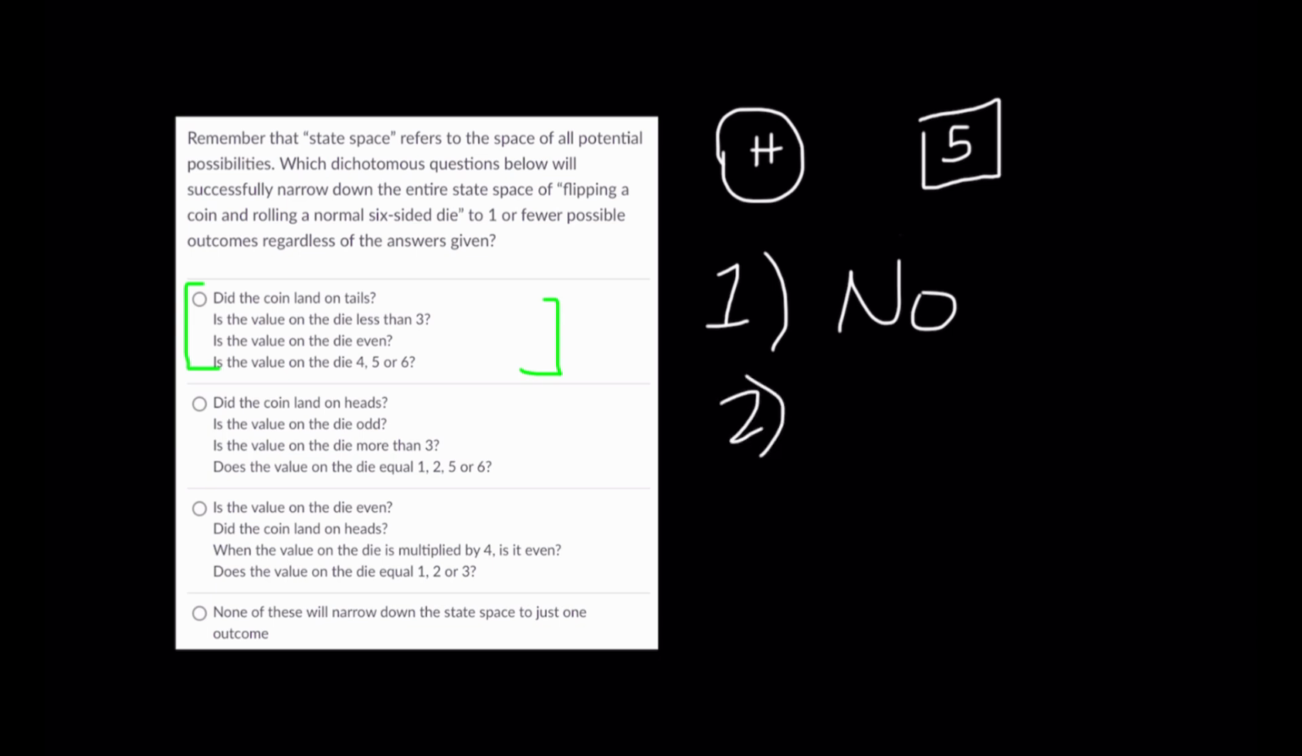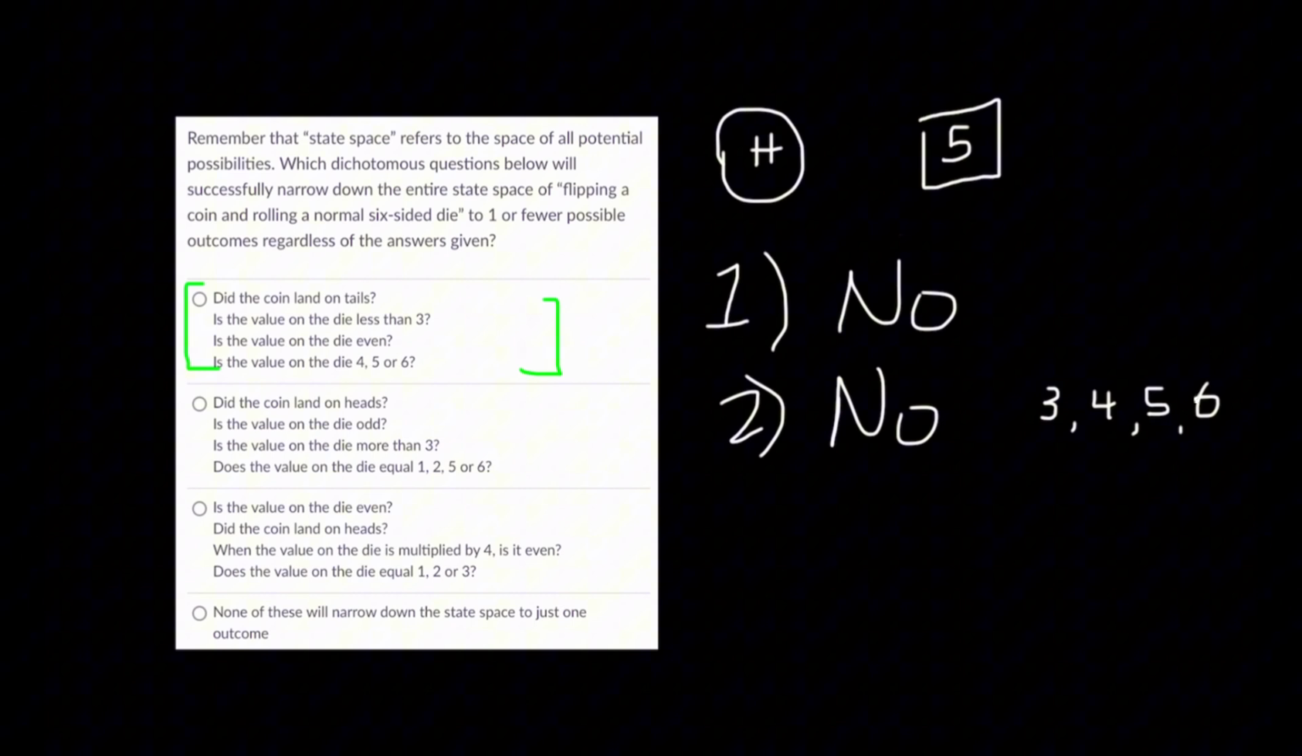And question number 2, is the value on the die less than 3? My 5 is not less than 3, so I will say no. So that means we now know it's either 3, 4, 5, or 6, because asking if it's less than 3 means it still can be 3. But those are the possibilities when I answer no. If I answer yes, then it's either 2 or 1.